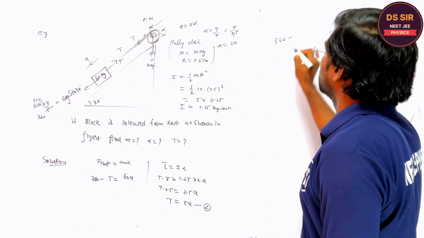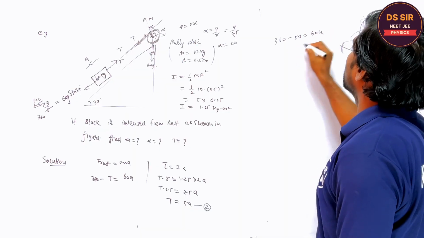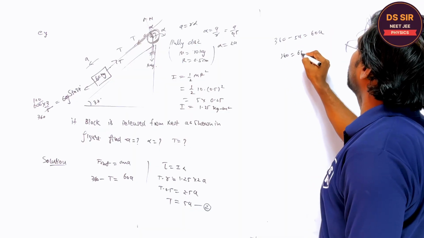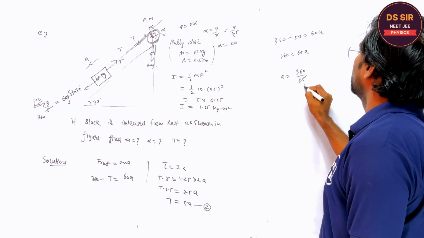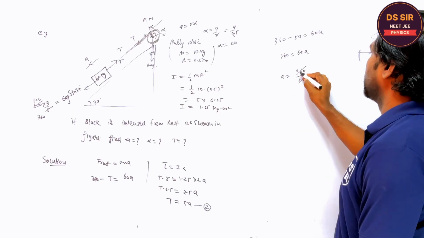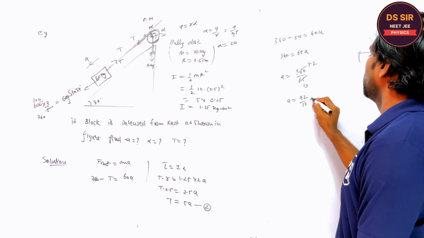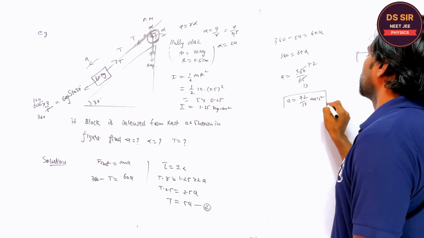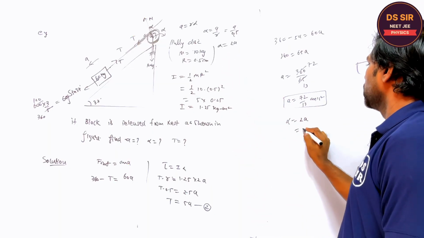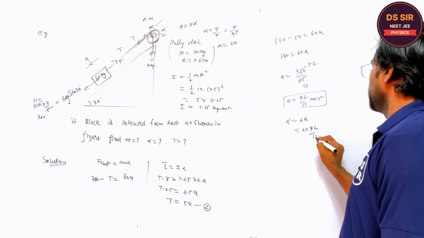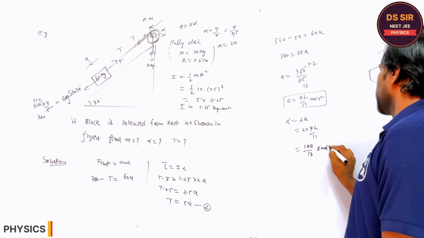This is 360. If you put the value of T, it is 5a is equal to 60a. This is 360 into 65a. The acceleration is 360 upon 65. 13 fives are 65, 5 sevens are 35. Right, acceleration is 72 upon 13 meter per second square. This is the acceleration. So what is the alpha? Alpha is equal to 2 into a. 2 into 72 upon 13. This is 144 upon 13 radian per second square.